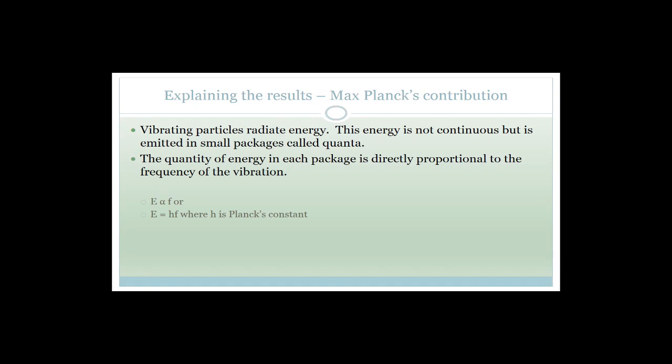So Max Planck said vibrating particles radiate energy, okay? And this energy is not continuous, but is emitted in small packages called quanta. So what he was saying is that light is coming in little packages called quanta, and they are vibrating at the same time. The quantity of energy in each package is directly proportional to the frequency of the vibration. So he came up with this theory, E is equal to hf, where h is Planck's constant. E is proportional to the frequency, or E is equal to hf, where h is Planck's constant.